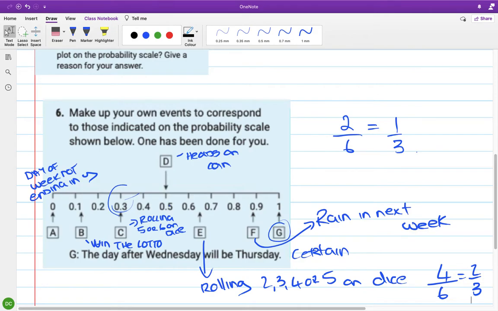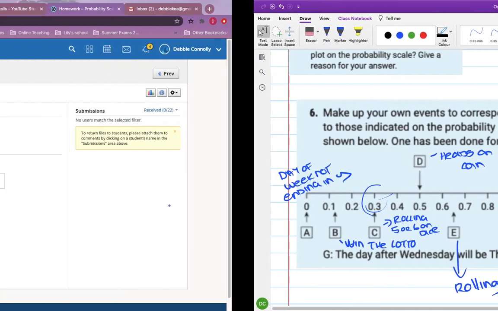If you want to check, if Miss Stack is there, you can ask her if you feel yours fits, and if she isn't, you can leave a comment on Schoology with your answer and say, would this work for F? Would this work for D? Something like that, if you're not sure.